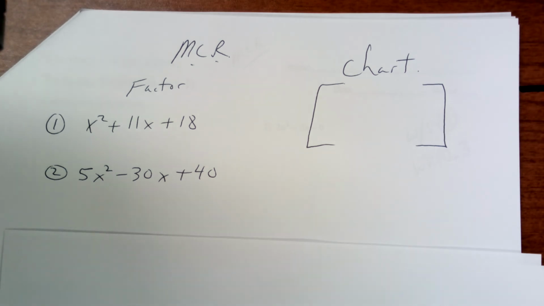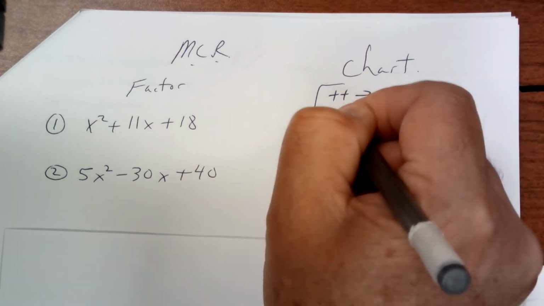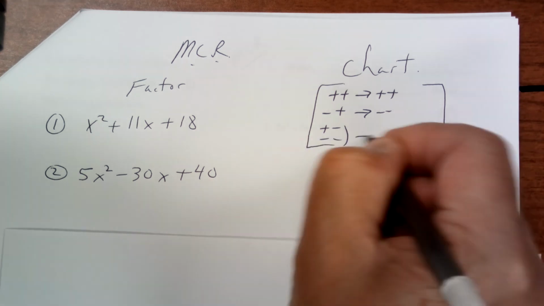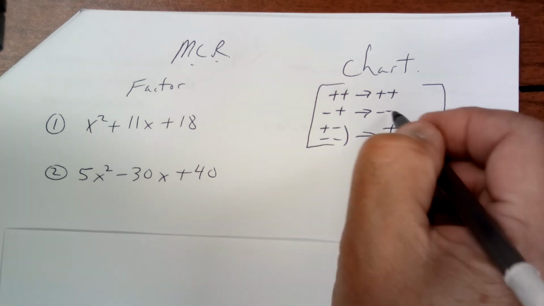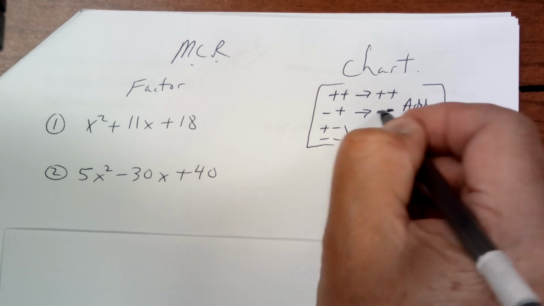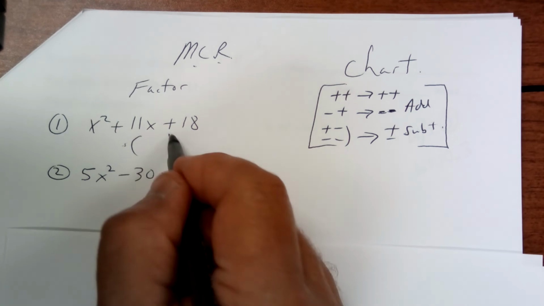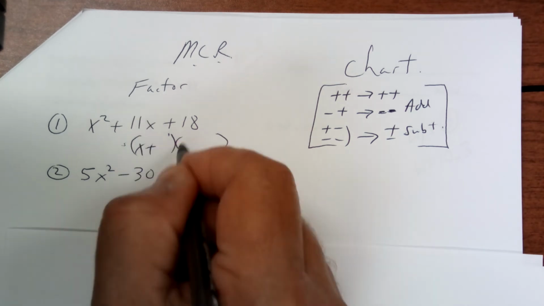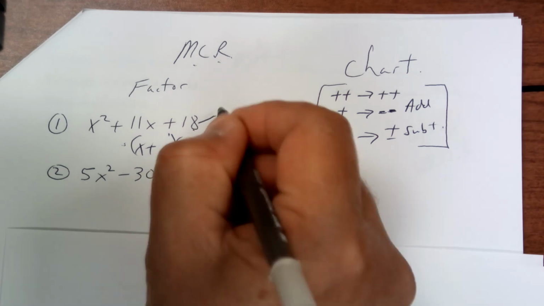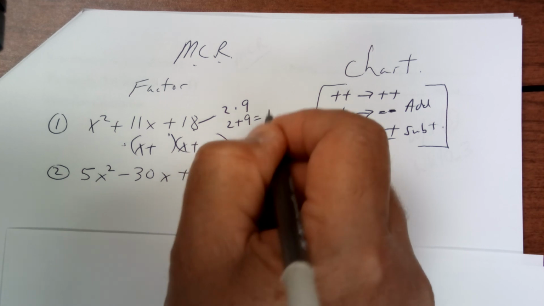Okay, so 2 pluses gives you 2 pluses. A negative and a positive gives you 2 negatives. A plus and a minus and a minus and a minus gives you that. This one is add. This one is subtract. So it's 2 pluses, so you're going to end up with 2 pluses. So you're going to add. So 2 times 9 is 18, and when you add up 2 plus 9, you get 11. So it's got to be 2 and 9.